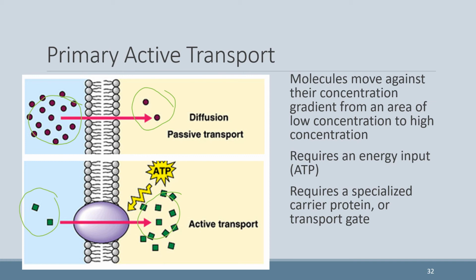Also, we're going to require a specialized carrier protein or some sort of transport gate. These carrier proteins or transport gates are similar to the ion channels that we saw with the various types of diffusion. The major difference is the way in which these items move against their gradient in comparison to down their gradient.